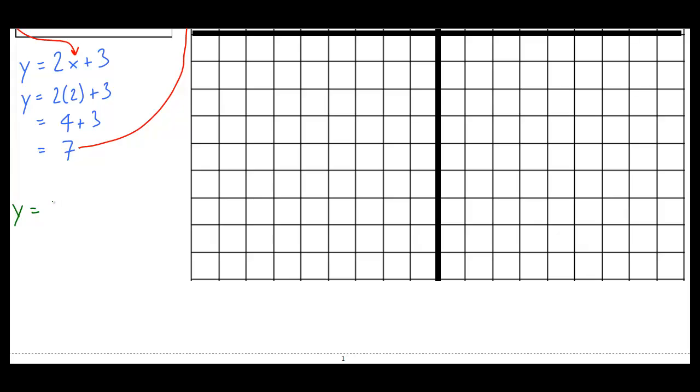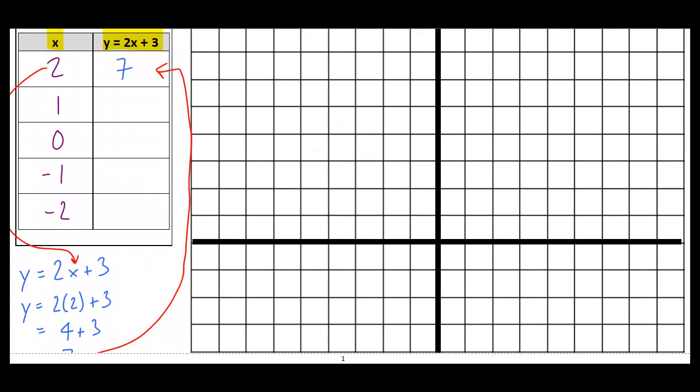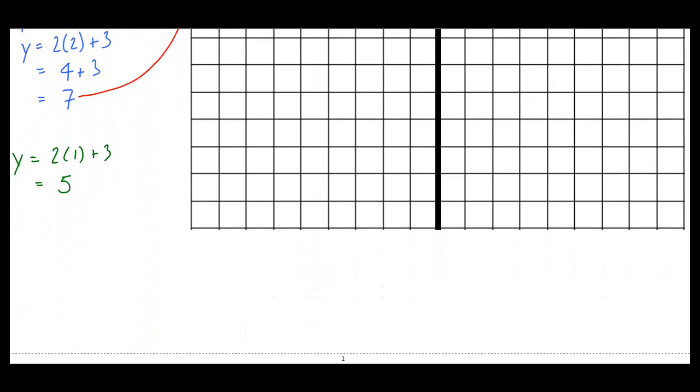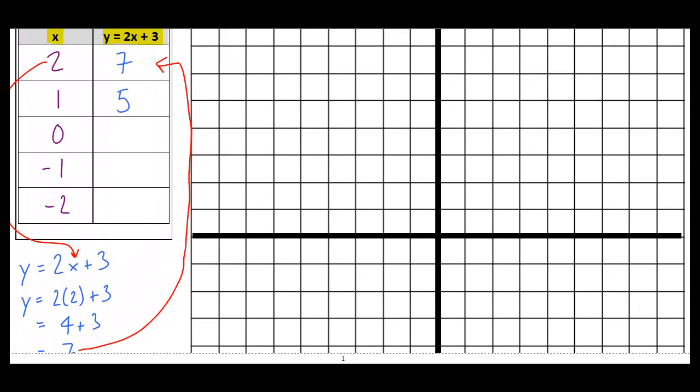So I would get y is equal to 2 times 1 plus 3. 2 times 1 plus 3 is 5. So I'll place that number up here in my table of values as well. This must be 5. Then y is equal to 2 times 0 plus 3. 2 times 0 is 0, plus 3 is 3. And so I can place that in my table of values.